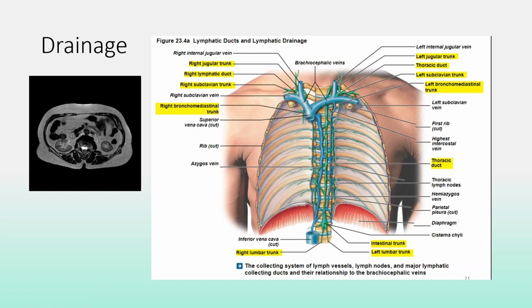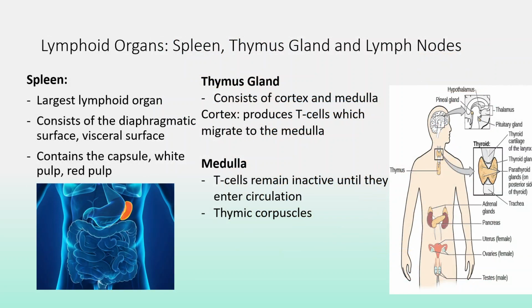The right lymphatic duct drains lymph from the right side of the body, including the right arm, right side of the neck, right side of the torso, into the right subclavian vein. It collects the lymph from the right subclavian trunk, right jugular trunk, and right bronchomediastinal trunk as well. So overall, to sum up, the thoracic duct kind of does most of the work in terms of drainage.